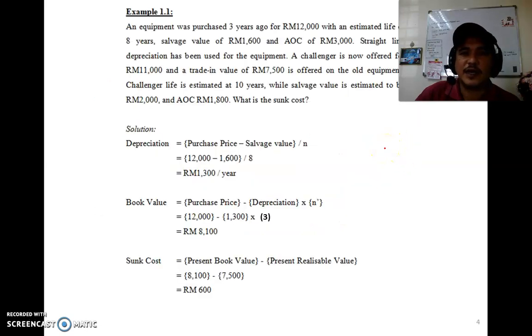Okay, let's see one example. An equipment was purchased 3 years ago, so this is the N bar. The price is 12,000, and the lifetime of the machine is 8 years, so here is N. The salvage value is 1,600. AOC stands for annual operation cost, which is 3,000. Straight line depreciation has been used for the equipment.